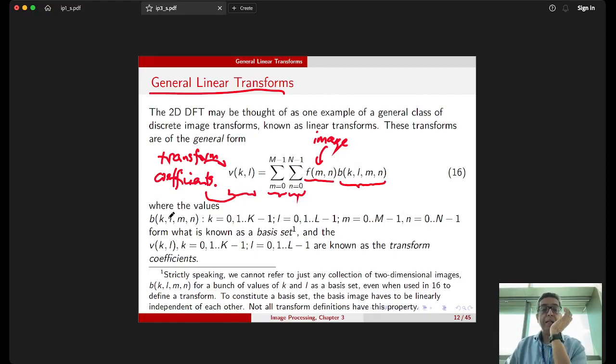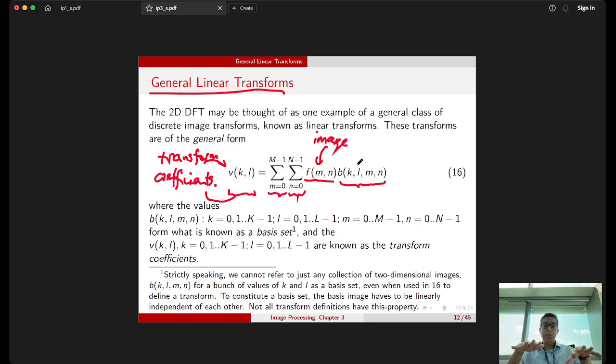So if we take the b(k,l,m,n) and think of, if you hide the k and l, this is just a function of m and n, so it's like an image. And if you allow the k and l to vary over all their possible values, 0 up to K minus 1, 0 up to L minus 1 in this example, then that complete set of b(k,l) as a function of spatial position is known as a basis set. And these things here are known as the transform coefficients. So when you collect the transform coefficients over all little k values and all little l values, then you have a complete transform space.